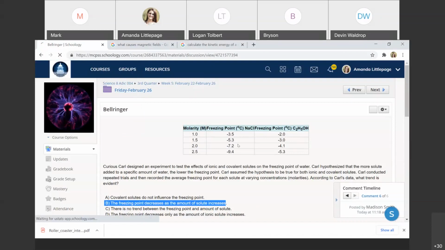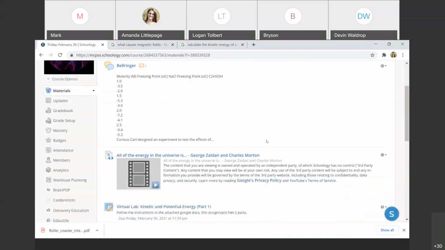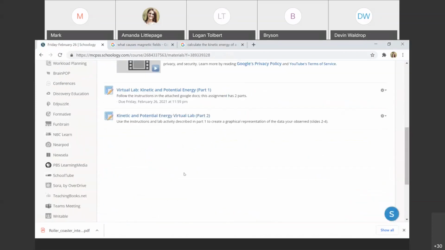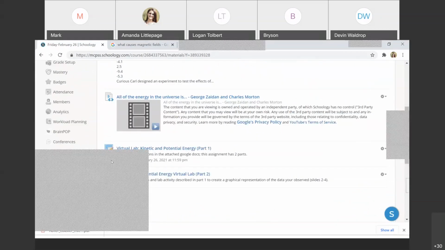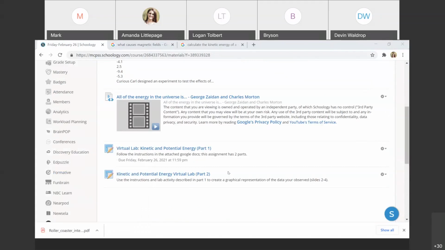So let's transition back into this folder here. And we're going to swap things up a little bit. So we are going to do a virtual lab today. In-class students did something a little different. They did a magnet lab. Today, you guys are going to do a virtual lab using springs to represent potential and kinetic energy.